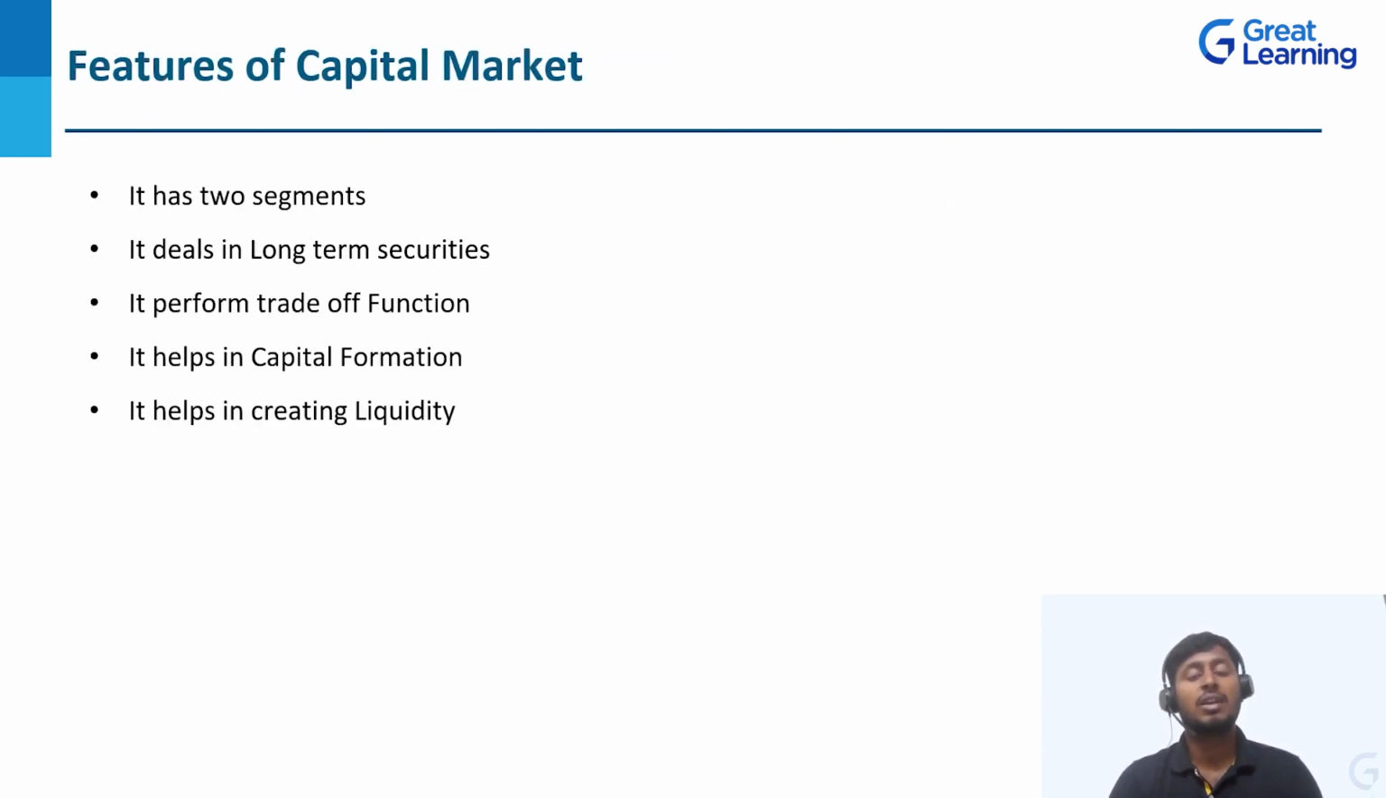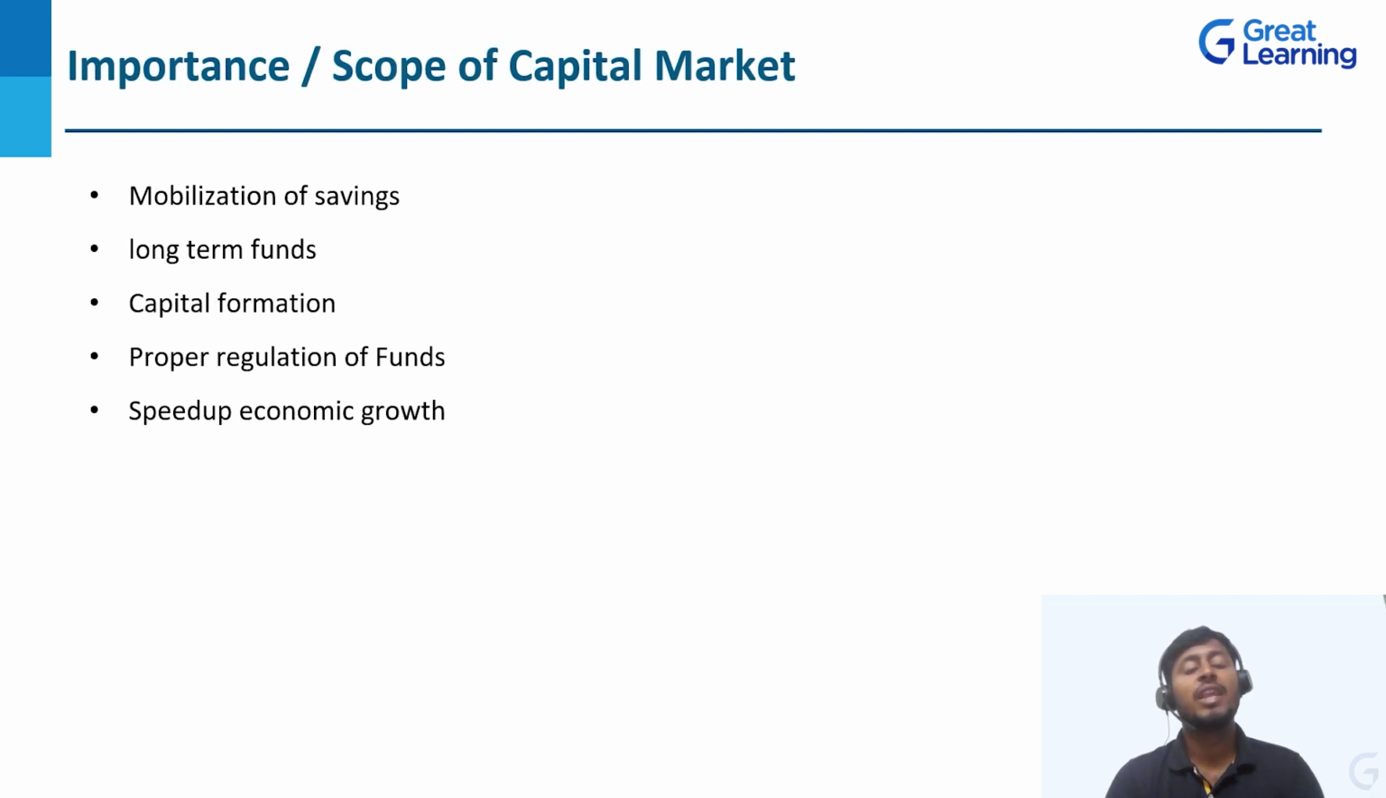Features of capital market, or characteristics or nature of capital market. That is, it has two segments, primary and secondary. It deals in long-term securities. It performs a trade-off function. It helps in capital formation and it helps in creating liquidity. So these are the features of capital market. Next, importance or scope of capital market: mobilization of savings, long-term funds, capital formation, proper regulation of funds, speeding up economic growth. So these are the topics we have discussed in the importance or scope of capital market.